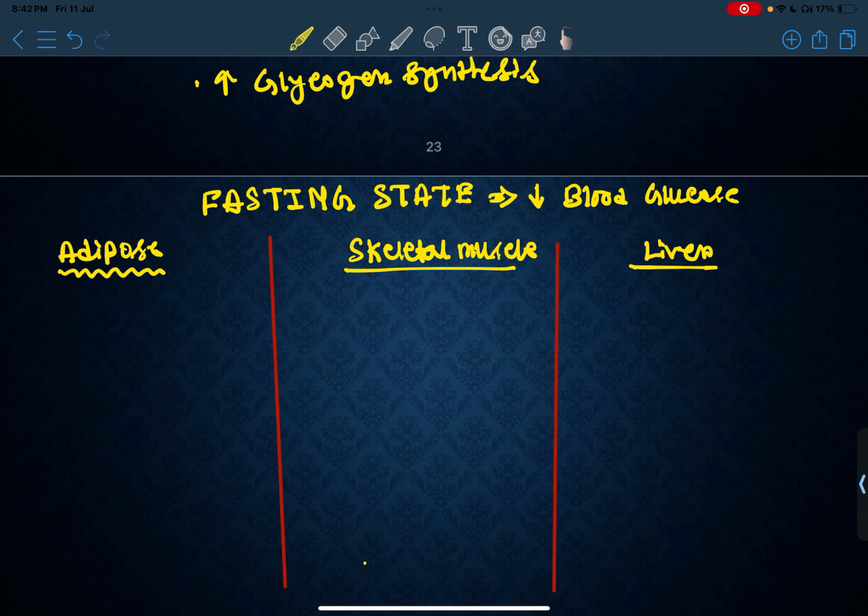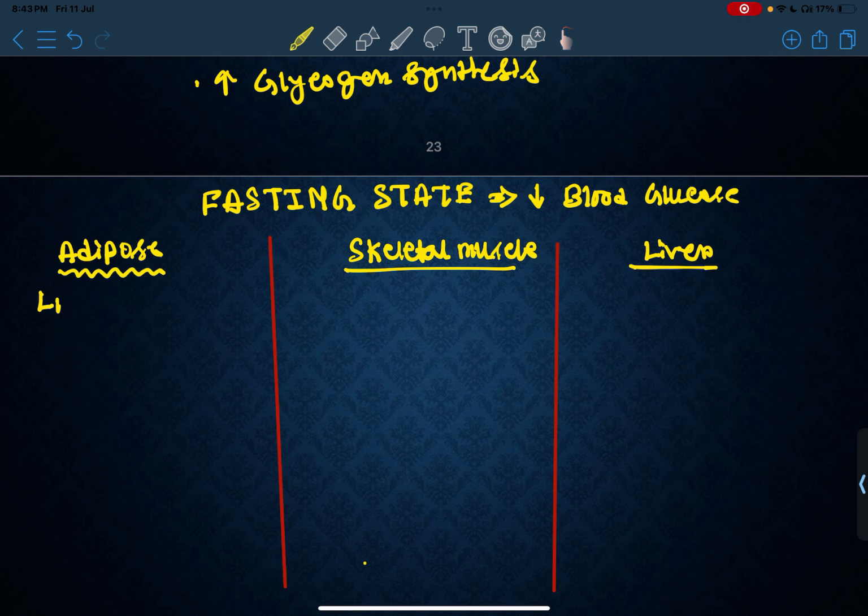In the case of insulin, in the adipose tissue, by insulin it was lipogenesis. So what will happen in this case of fasting or the decreased blood glucose? In the increased blood glucose there was lipogenesis. So in the decreased blood glucose there will be lipolysis, which is the breakdown of the stored triacylglycerol.